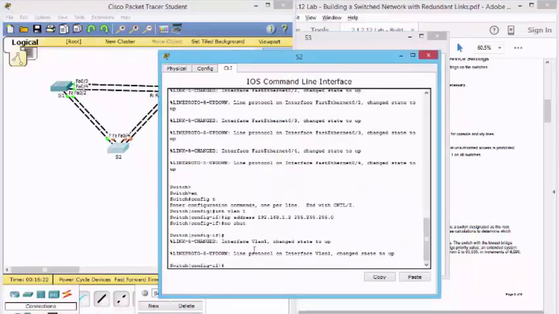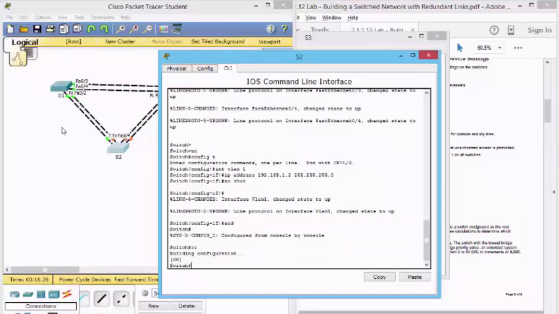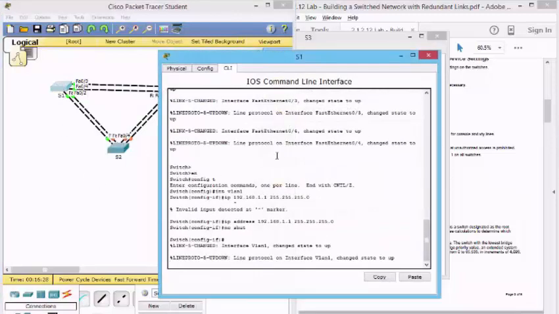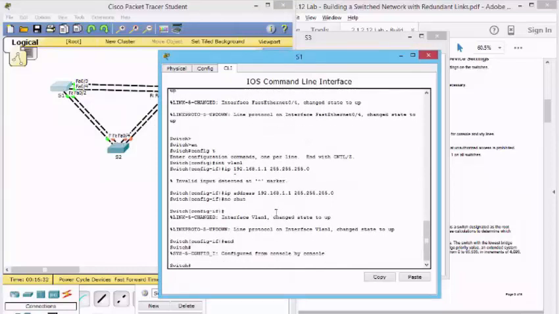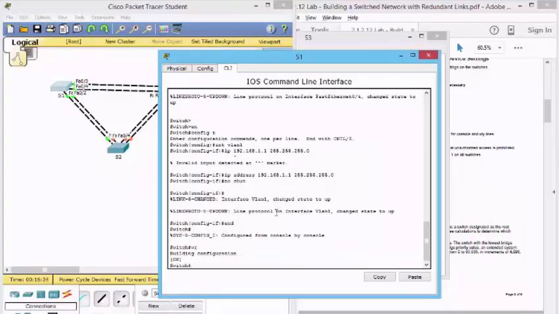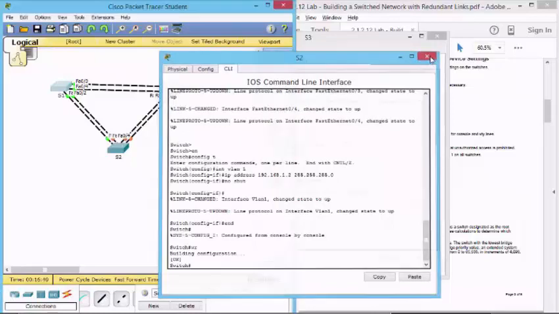If you forget to, enter WR. We go to privileged executive mode and type WR, and everything has been saved to the startup config.